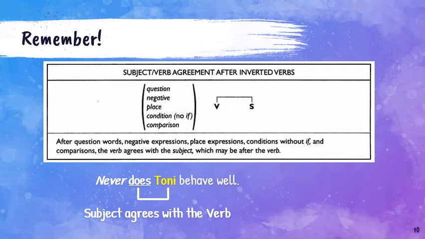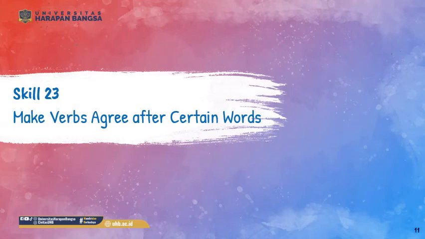Never does Tony behave well. Here, the inversion is the negative never, and then the verb does, and subject Tony. Verb agrees with the subject. Verbnya does karena subjeknya adalah singular noun, yaitu Tony. Finally, we come to the last skill. Skill 23 makes verbs agree after certain words.